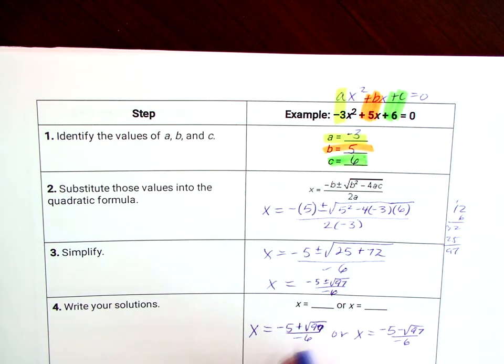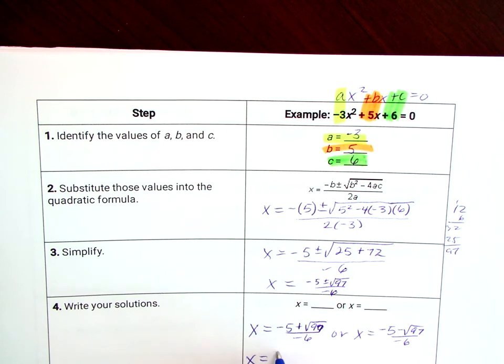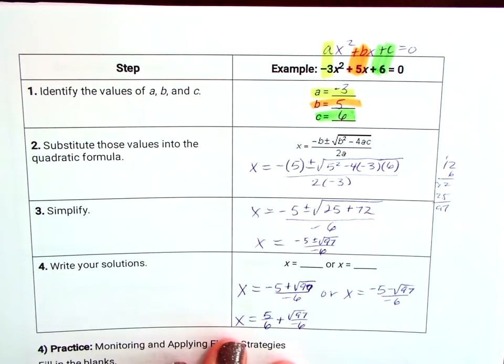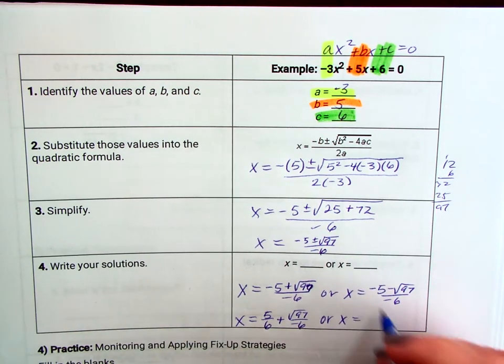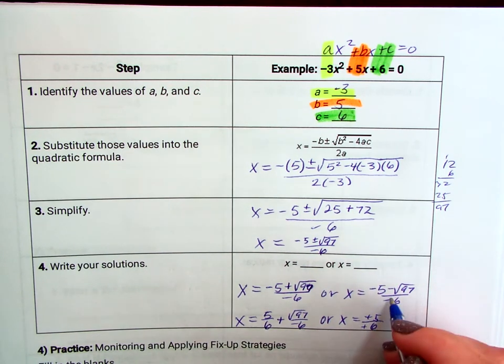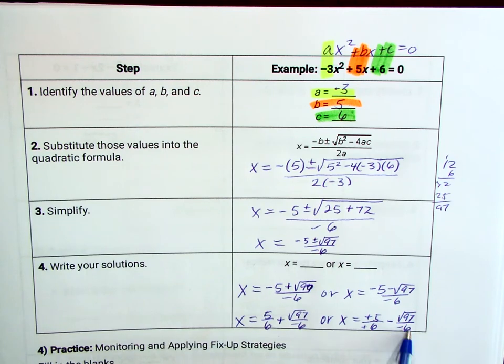Now I want to show you one more way to write this answer that's also acceptable, is if this -6 separates out to each part. So -5 divided by -6 would be +5/6 plus √97 over -6. Notice how I split it apart. And then finally, or +5/6, because negative divided by negative makes positive, minus √97 over -6. So here are my two answers. So it can be written as an entire fraction over the -6, or it can be split apart into the two like this.